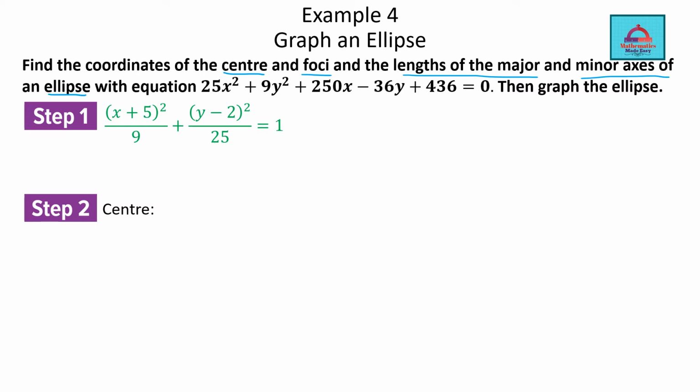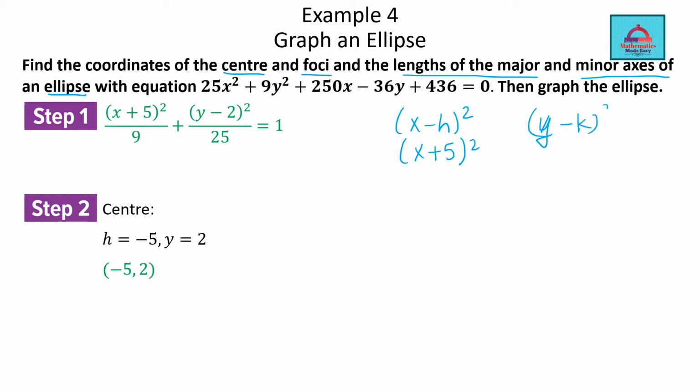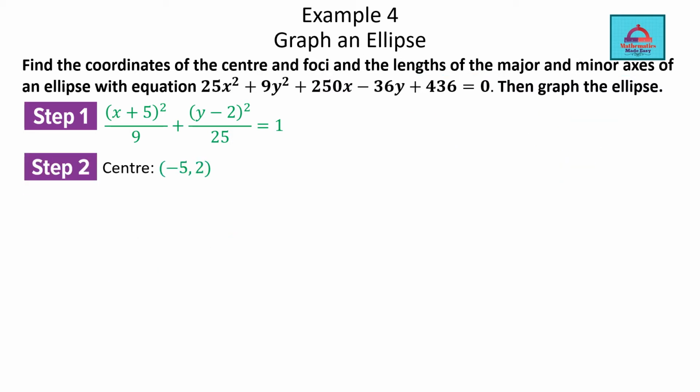So for center, you are going to compare h and k value. So the standard form is x minus h whole square. So compare it with x plus 5 whole square and then y minus k whole square compare with y minus 2 whole square. So your h is negative 5 and your k is 2. So the center is negative 5 comma 2.